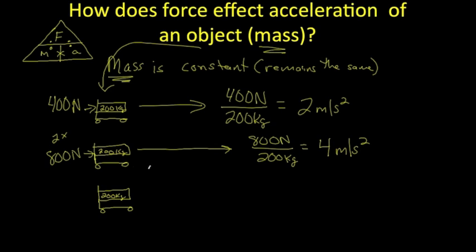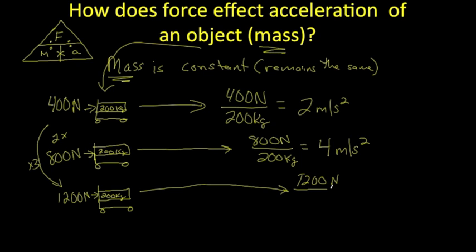The force is doubling. If we triple the force, so if we did 1,200 newtons of force on the same cart, all right, we have to calculate it out, 1,200 newtons divided by 200 kilograms will accelerate that cart at a rate of 6 meters per second squared.